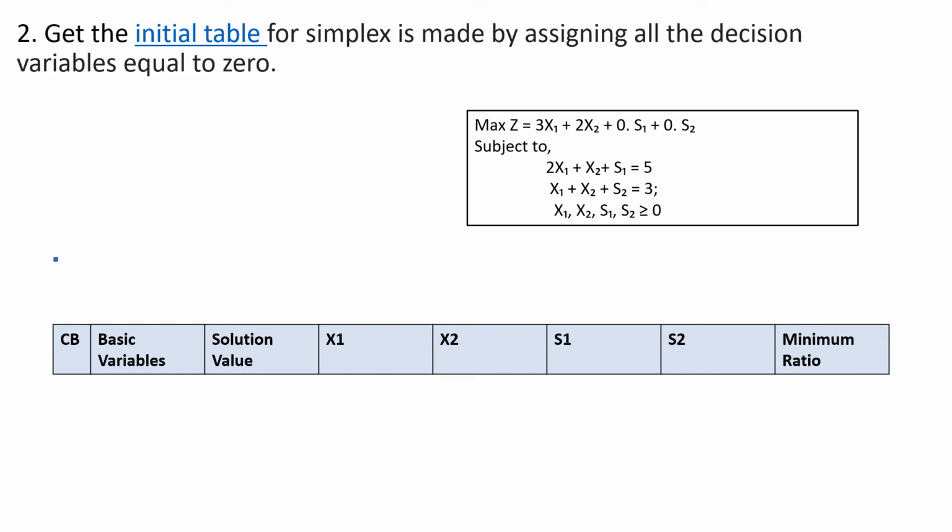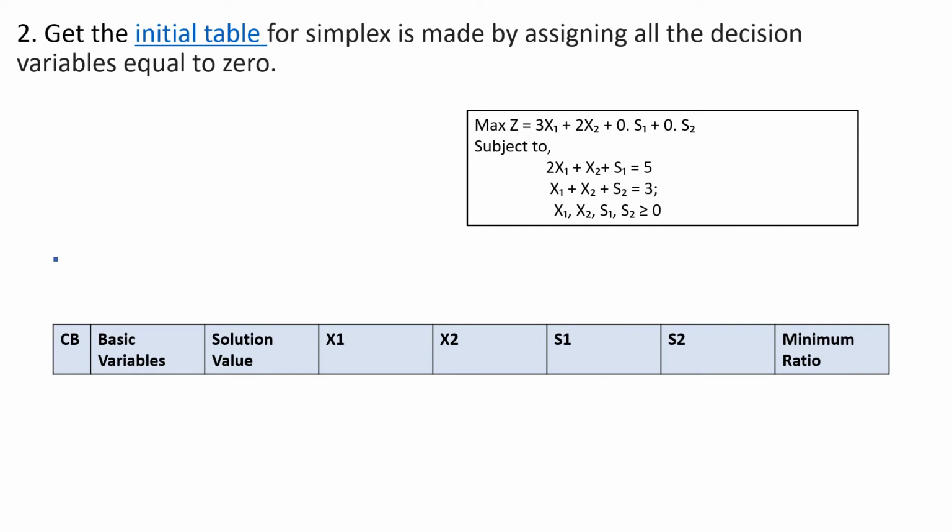The next column refers to the solution value. The solution column refers to the right hand side of my constraints. Then comes my decision variables, x1, x2 columns, and finally my slack variable columns S1 and S2. The last column denotes minimum ratio, which we will explain as we move forward.